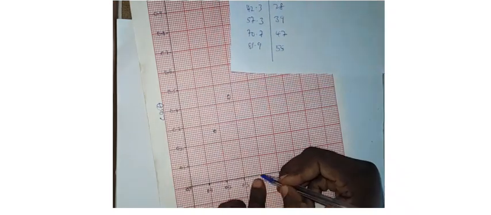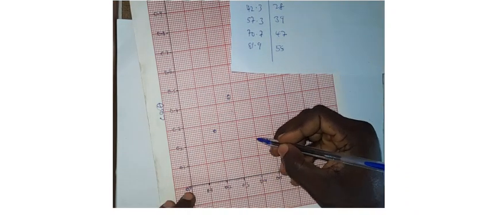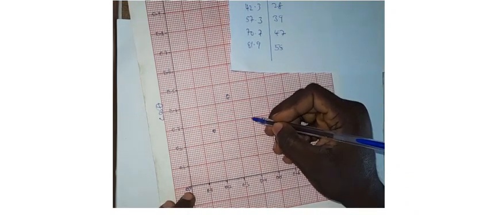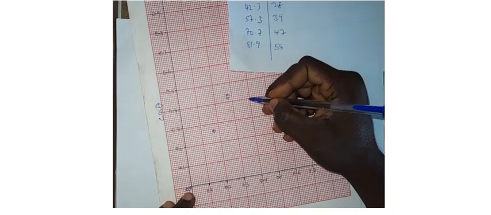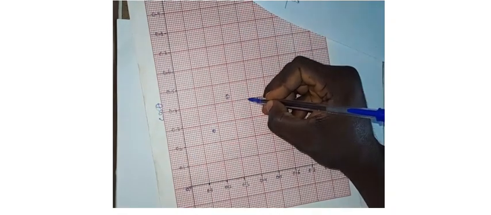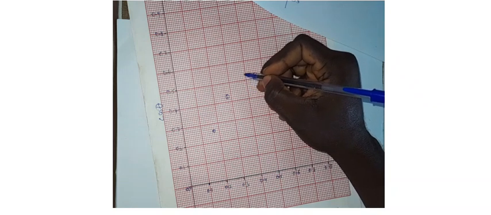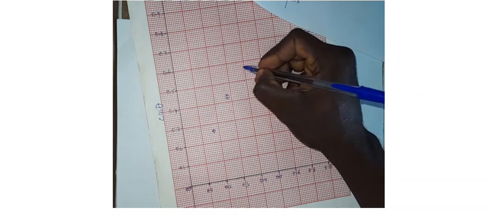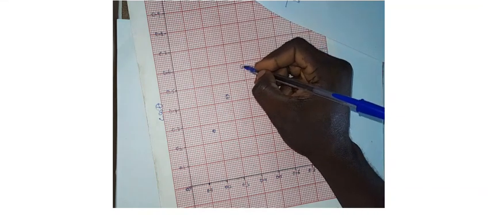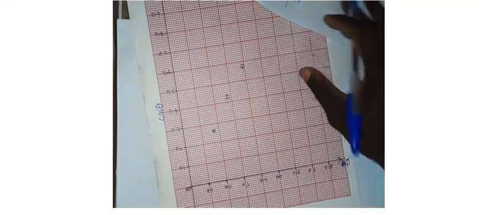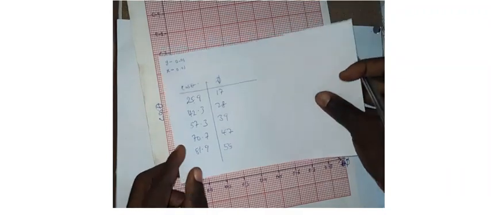7.3 is closer to 57, so I'm going up to 57. So this is 10, 20, 30, 40, 50, 51, 52, 53, 54, 55, 56, 57. I'll put a dot here and circle it. As simple as that. Now let's go to the next one.